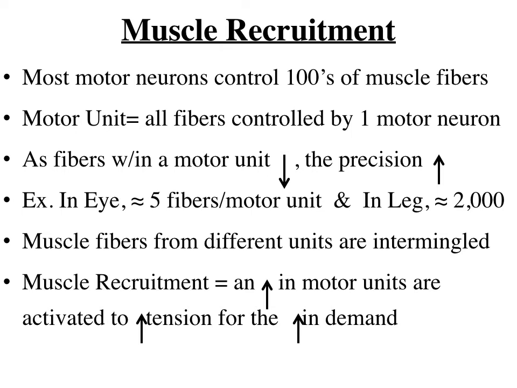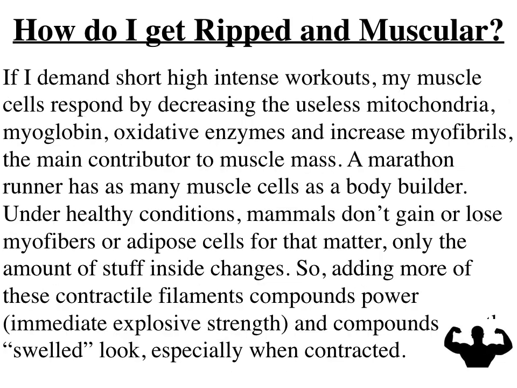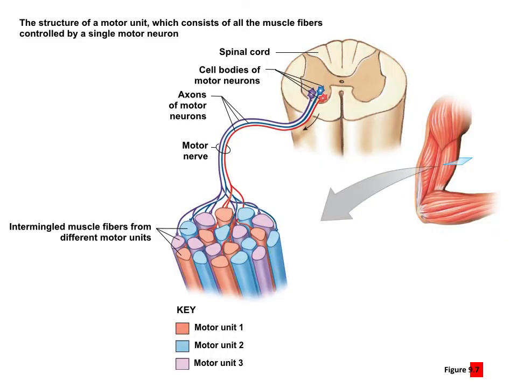And another thing to know is that these muscle fibers from different units are actually intermingled. So you don't have little sections and segments. They're all sort of intermingled. That way you get this nice, smooth, coherent, streamlined motion, which is what this diagram here is showing. You don't have all the muscle cells from one unit in one section, you don't have all the blues in one section and all the purples in one section. No, they're intermingled. That way you get this nice, smooth motion as you contract a muscle.